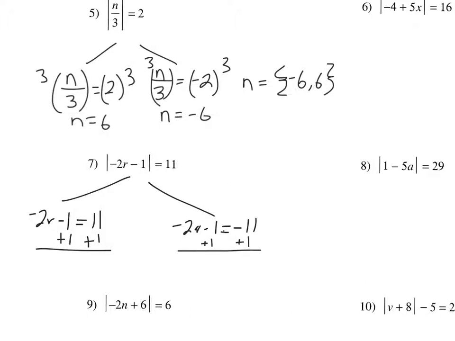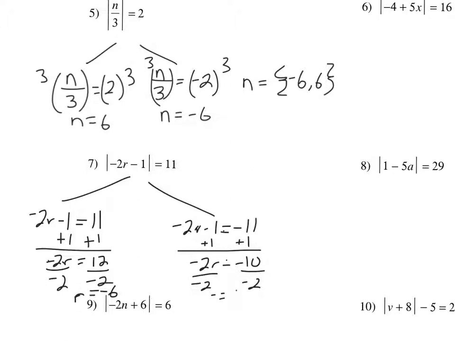And if you do that, you get negative 2r equals 12 on that side, and negative 2r equals negative 10 on this side. Then you would divide both sides of both equations by negative 2. And if you do that, you'd get r equals negative 6 and r equals positive 5. So your solution set would be r equals negative 6 and positive 5.